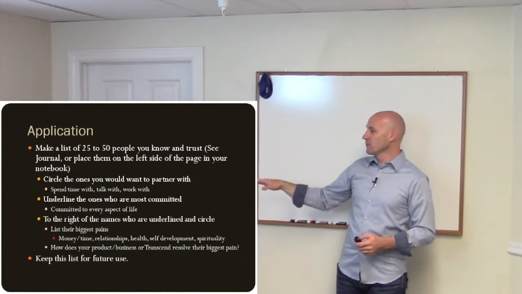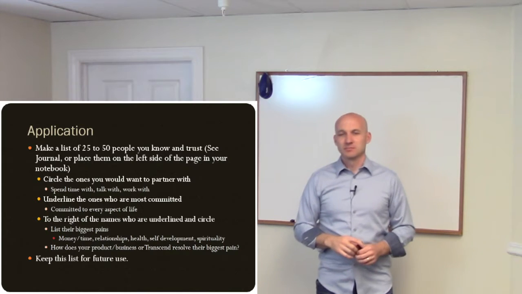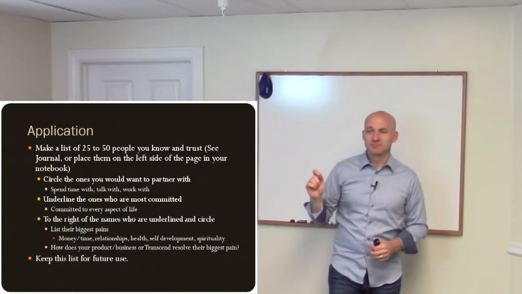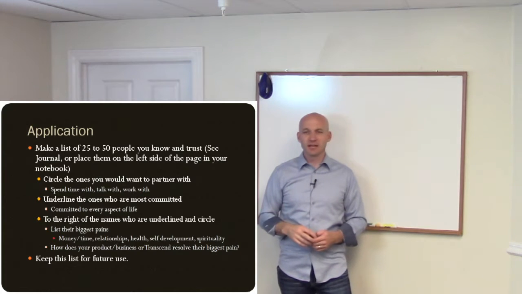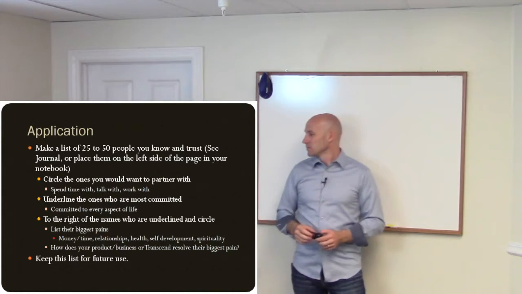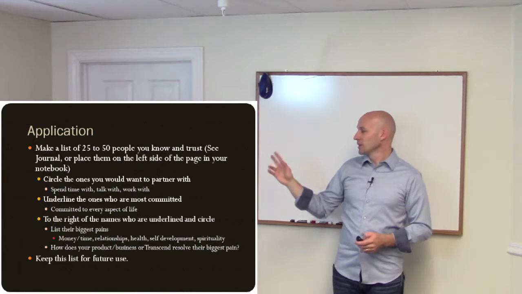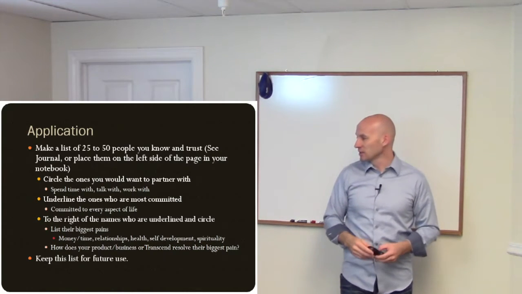Okay, to the right of those that are circled and underlined, you're going to list their biggest pains. Time might be one of them. Sweet, solve that. There's a babysitter for you, already lined up, so you can come to the meeting. Okay, money, relationships, help, whatever that is. And how does your product, your business, or Transcend resolve those biggest pains?